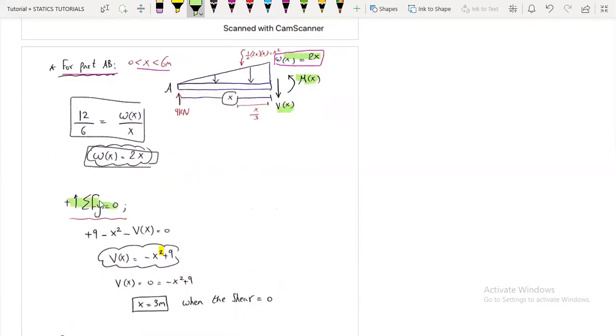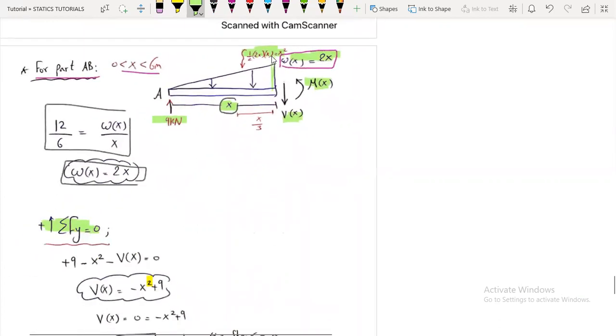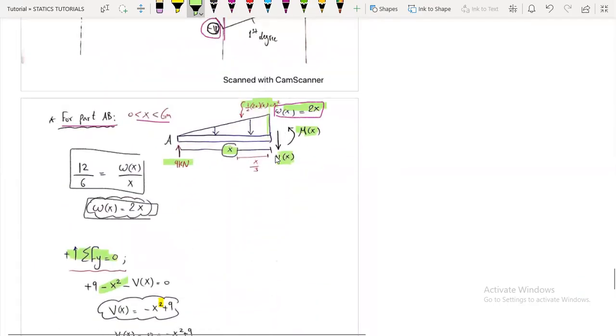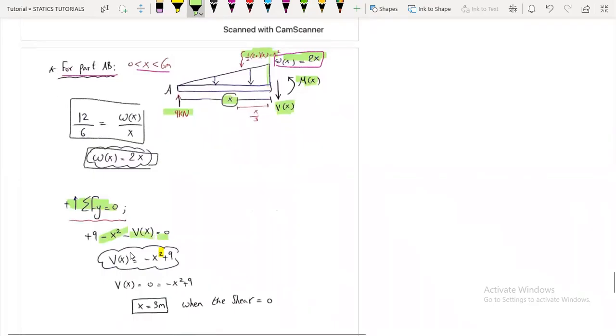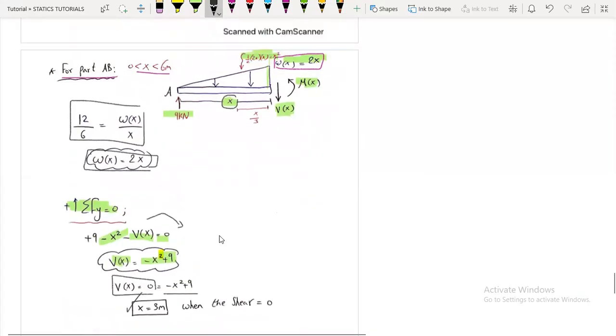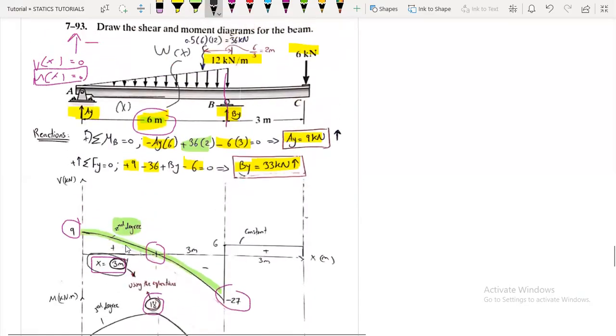So taking the summation of force in the y direction, I have plus 9, okay, minus the resultant, which will be what? Half the length x, over the height, which is 2x. So half multiplied by 2x multiplied by x will be x squared. Okay, so here it's x squared, the resultant, and minus Vx equals 0. So the equation of the shear will be minus x squared plus 9. I took the shear to the other side, shear Vx. So equating it to 0, minus x squared plus 9 equals 0, we'll get x equals 3 meters when the shear is 0. So here x is 3 meters, okay?